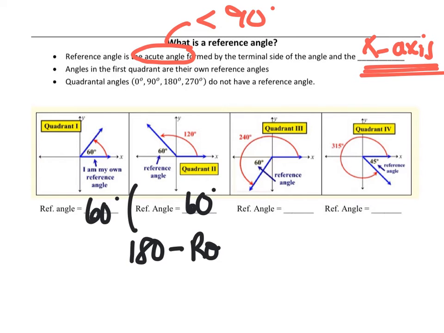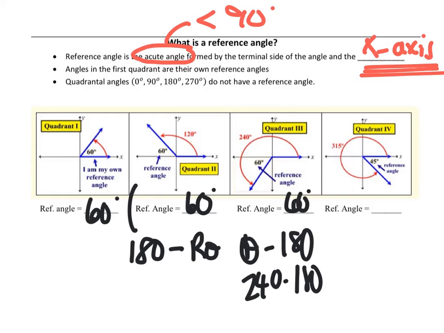Quadrant 3. Okay, I'm going to graph my 240 degrees. That puts me in quadrant 3. So again, I'm still saying, how far am I from the x-axis? Here's that x-axis. So I'm going to do my angle minus 180. So 240 minus 180 gets me 60 degrees.